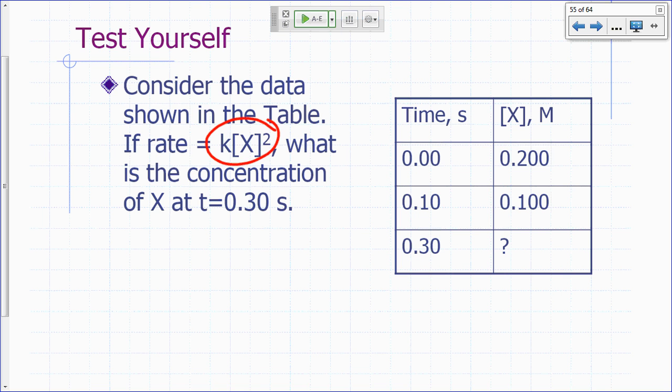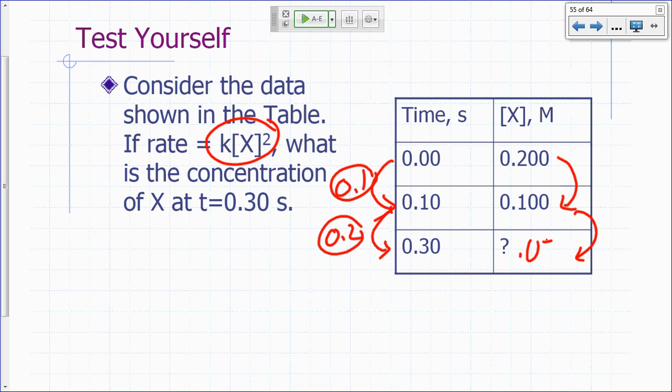This is second order. It took a tenth of a second to drop from 0.2 to 0.1. Okay? So, from 0.1 to 0.3, how long is that? That's 0.2 seconds. So, what would be my concentration by then? My second half-life would be twice as long, right? So that means 0.2 must be the half-life to go from there. So this is now going to be 0.05.